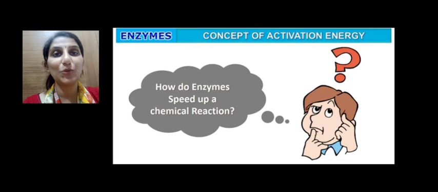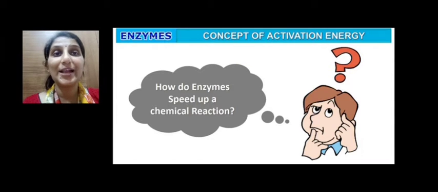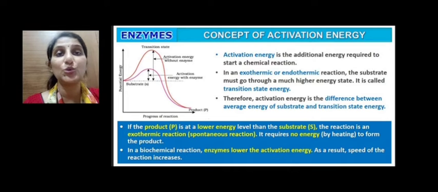Dear children, in this module, we are going to learn how enzymes help us to speed up a chemical reaction. So we are going to learn about the concept called activation energy, with which the enzyme helps us to speed up a chemical reaction. So what is this activation energy? It is the additional energy required to start up a chemical reaction, the additional energy which is needed for a substrate to get converted to a product.